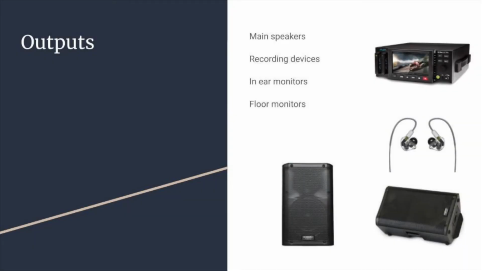Outputs are where the audio console sends the audio signal. It can send audio to different things like the main speakers, to a recording device, or to in-ear monitors and floor monitors. In-ear monitors and floor monitors are designed for the same function so that the performer or presenter can hear what they're doing and what is happening in the room. You might also hear floor monitors referred to as wedges or fold-back monitors.